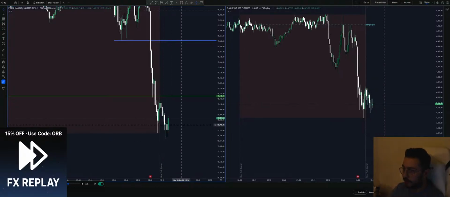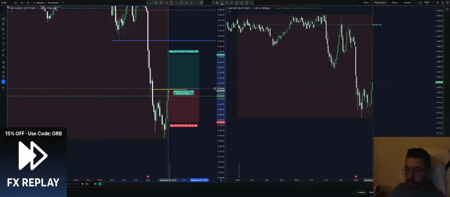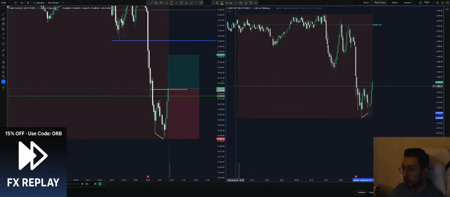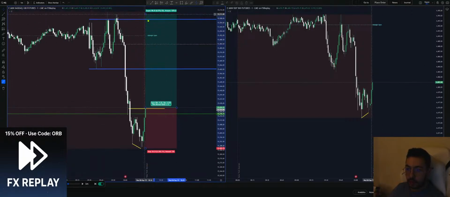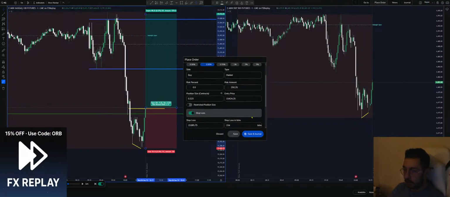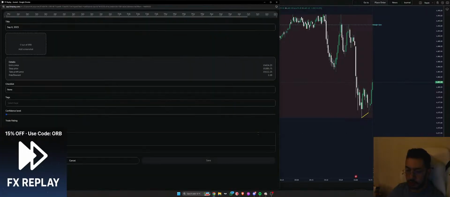We have SMT. Yep, that's our entry. It's a reversal. The entry is here. It's the SMT. Boom. Risk to reward here, okay. At partials, 75. Auto break even, 1. Seven journal.